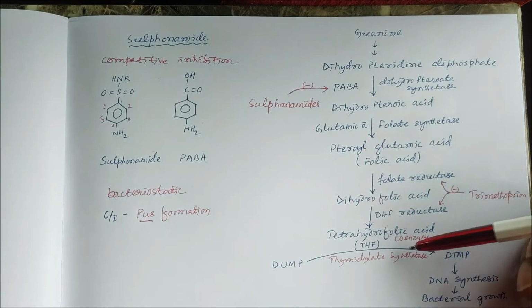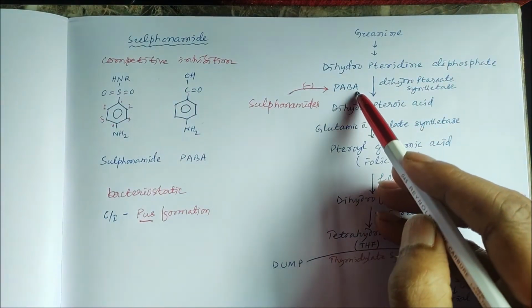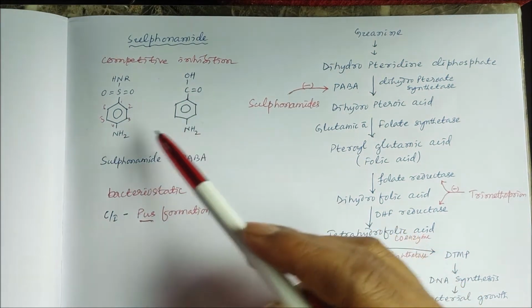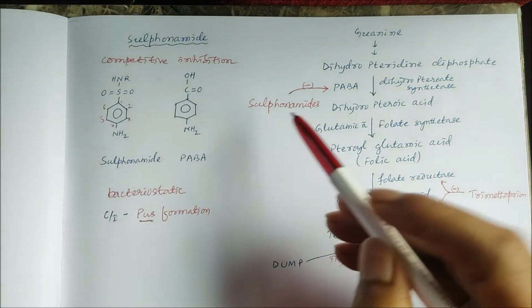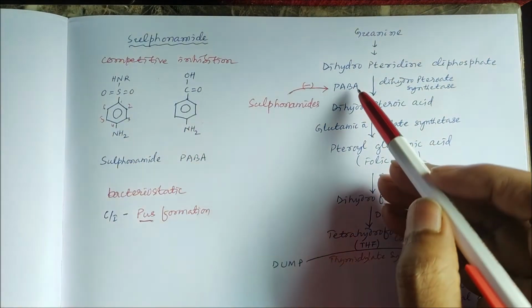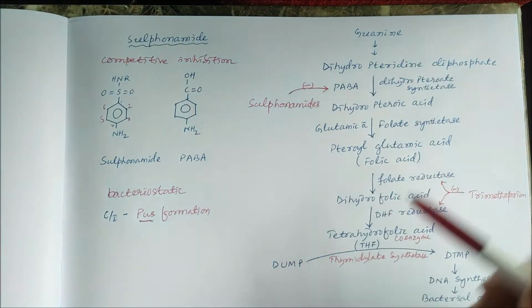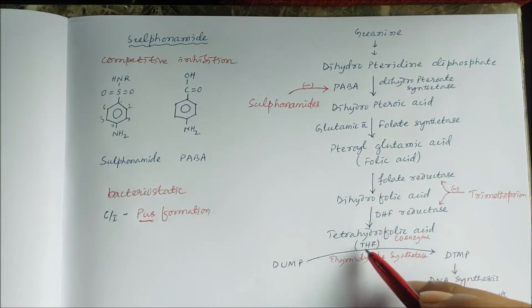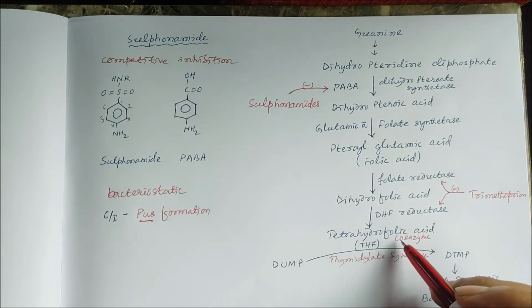In folic acid synthesis, we require para-amino benzoic acid. Since sulfonamides are structural analogs of para-amino benzoic acid, sulfonamides competitively inhibit PABA and hence inhibit folic acid synthesis, and there will be no production of tetrahydrofolic acid.